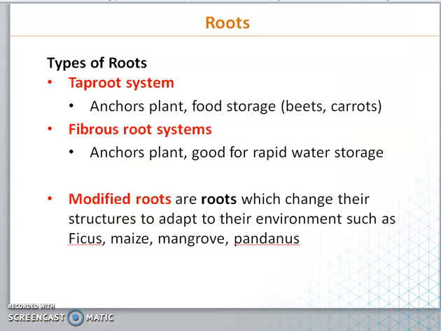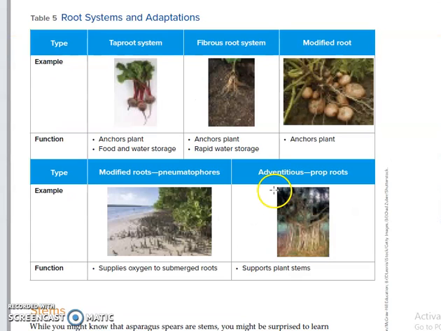We have other types, such as modified roots, which are roots that change their structures to adapt to their environment, such as ficus, maize, mangrove, and pandanus. So, the 5 types of roots we already talked about are summarized in the table here with an additional option, which is the function of each type of root.